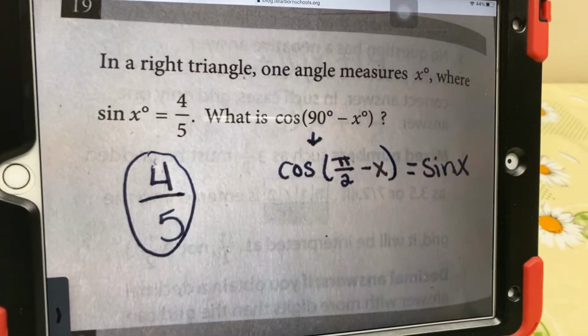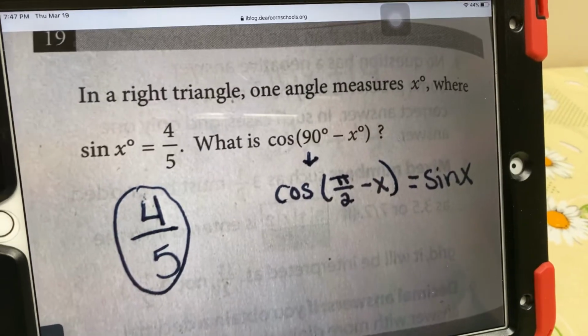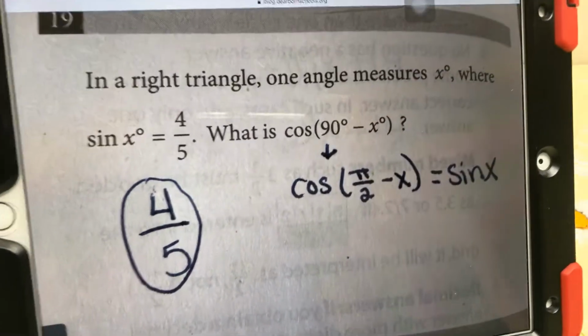This is the first bellwork question we want to talk about. It's an SAT question that one of my students sent. Thank you so much for applying what you're learning.